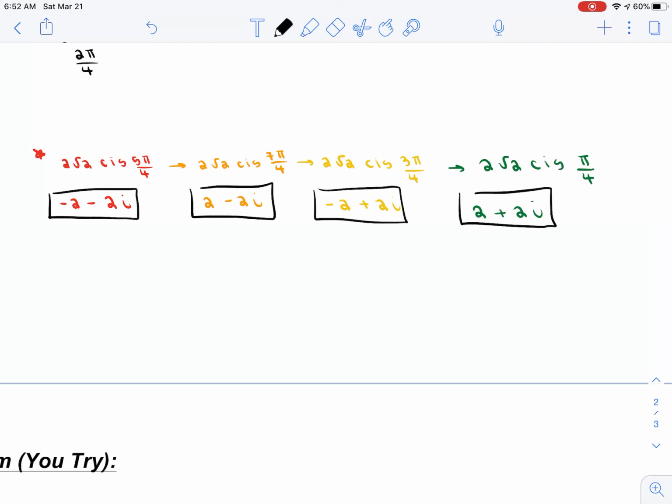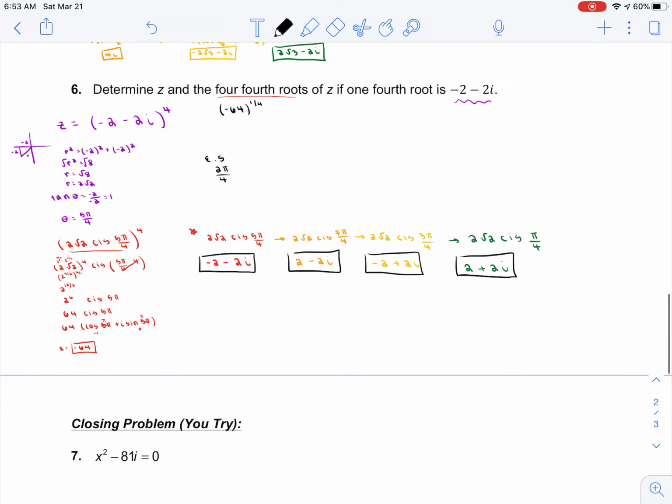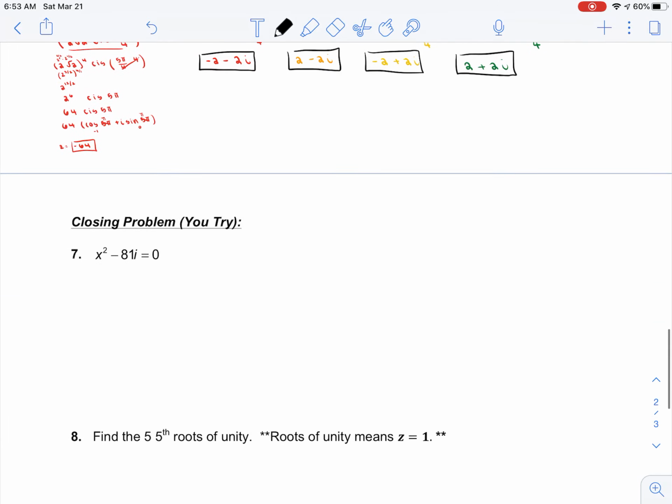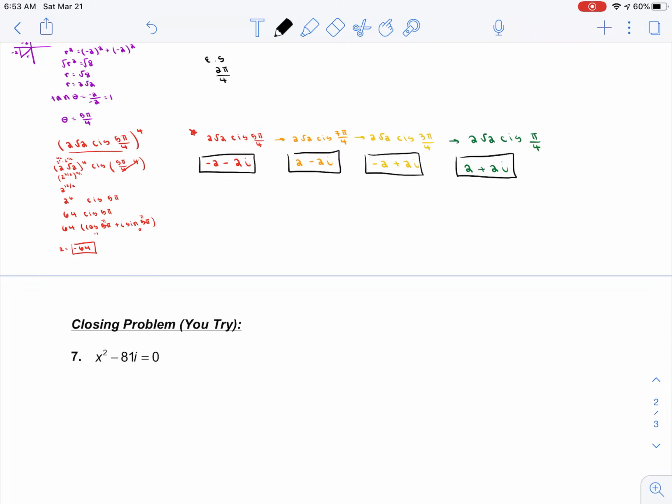and the 4 different roots in total. So I'm going to stop this video, and then I would like for you, again, to try out these next 2 problems, and then you can watch the third video.